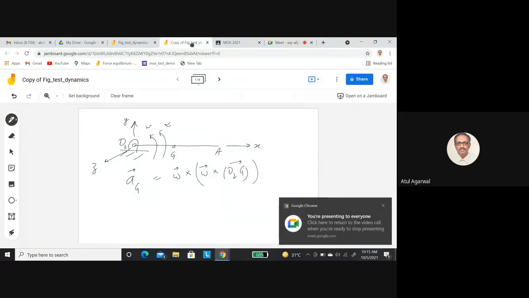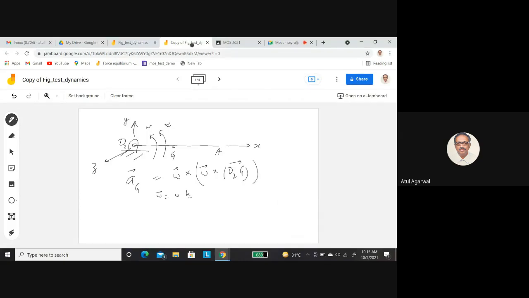Now omega is omega k. Omega is the magnitude of angular velocity. It's a counterclockwise rotating vector, so it is pointing in the positive z direction. We call it omega k. O2G is a vector from point O2 to point G, and this is just the length of the bar, suppose L, so L by 2 i.